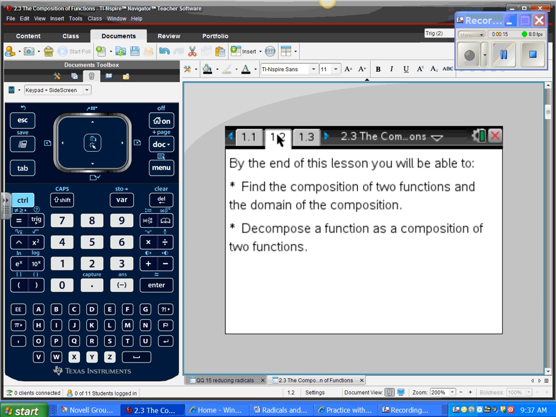Okay, so by the end of the lesson, you're going to be able to find the composition of two functions and the domain of the composition. And you're going to be able to decompose a function as a composition of two functions. Now, we did composition of functions last year. We did not do decomposition, so that's going to be something a little bit new.